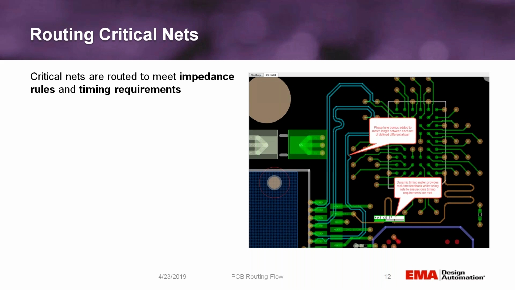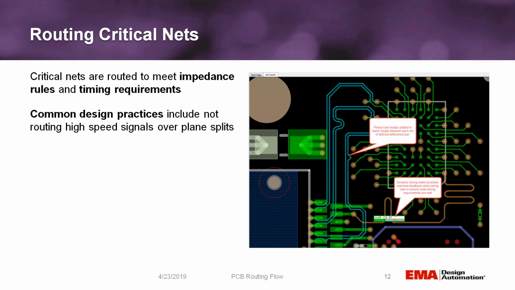Critical nets are then routed in the next phase to meet any impedance rules and timing requirements. We have an interactive timing meter that turns green and red. Red is fail, green is pass, and so it gives you a dynamic timing meter to let you know when you've reached the target.